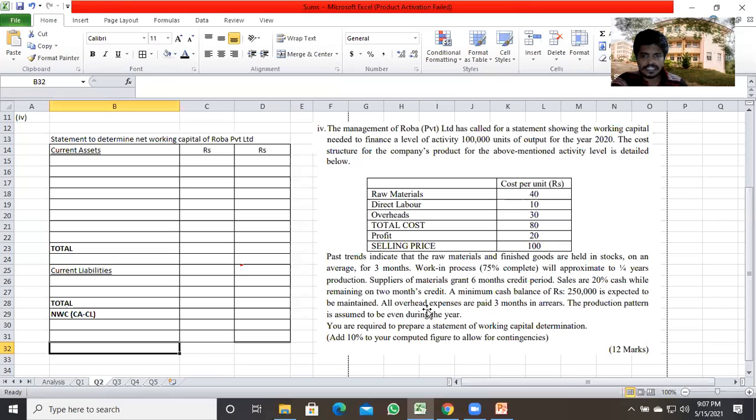Then overhead expenses are paid 3 months in arrears. Overhead expenses are paid 3 months in arrears.